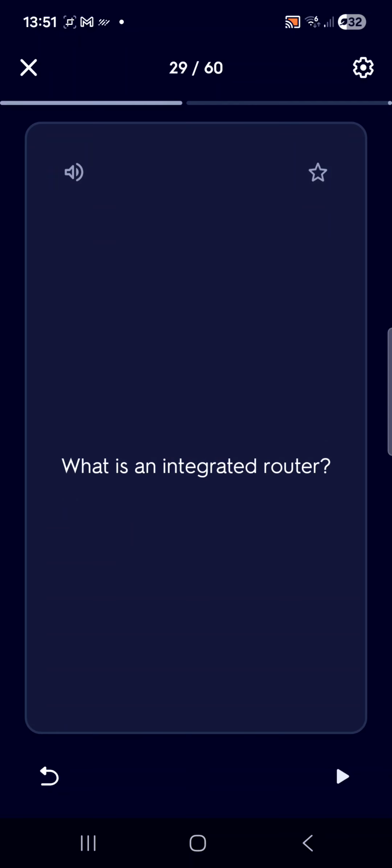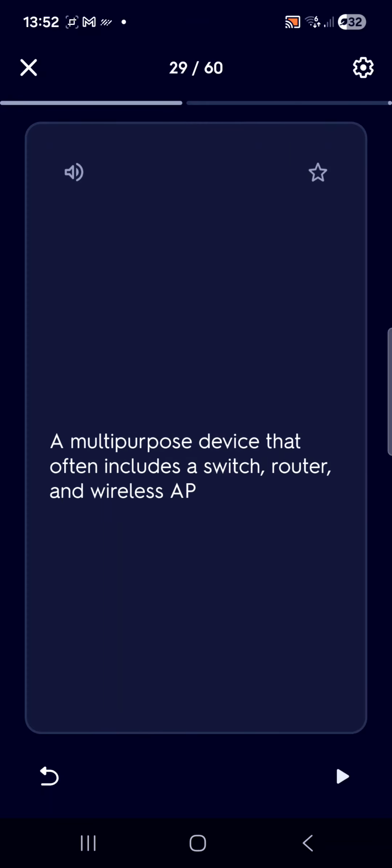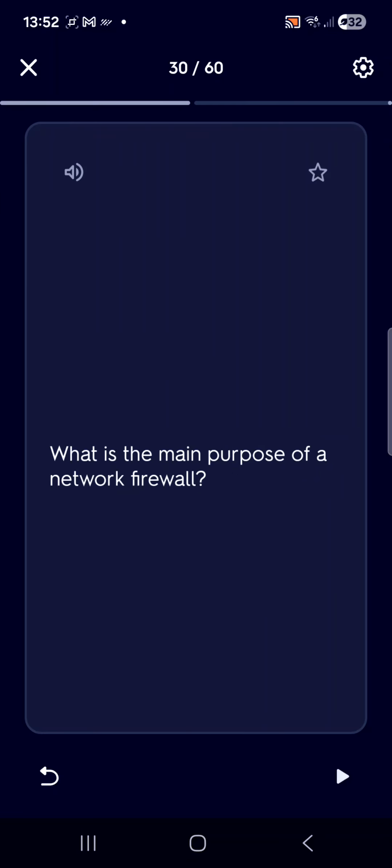What is an integrated router? An integrated router is a multi-purpose device that often includes a switch, a router, and a wireless AP, a wireless access point.